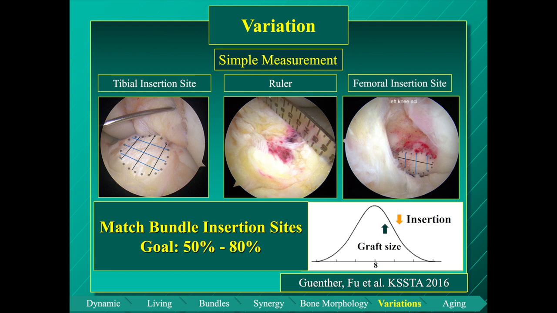Though this is not confirmed, we postulate that if less than 50% of the tibial insertion site is covered, there is an increased chance of graft failure. This measurement is easily performed with a simple arthroscopic ruler.